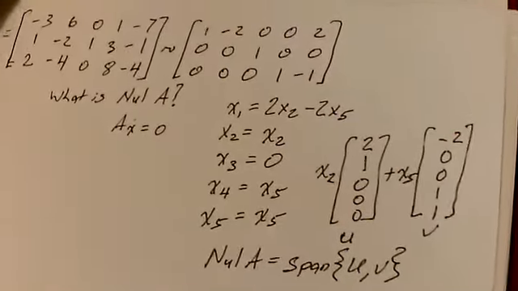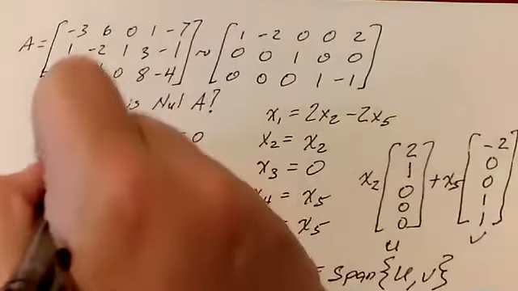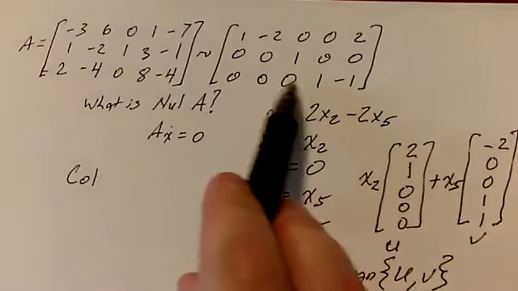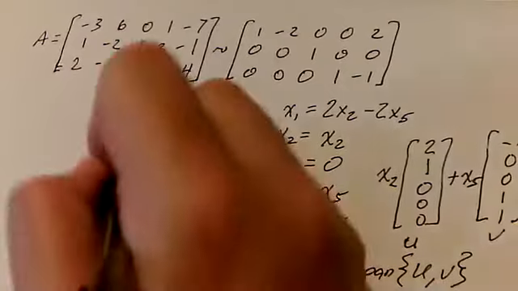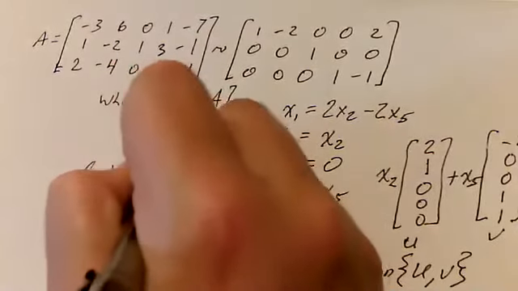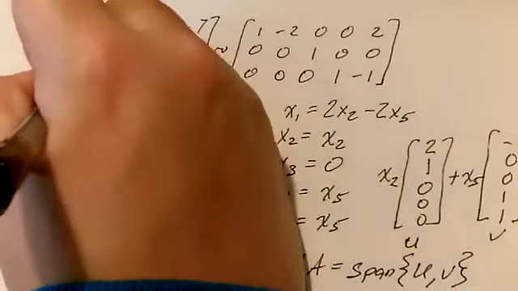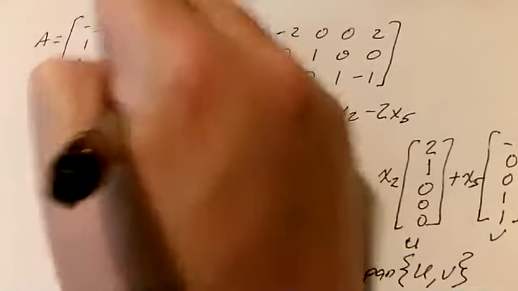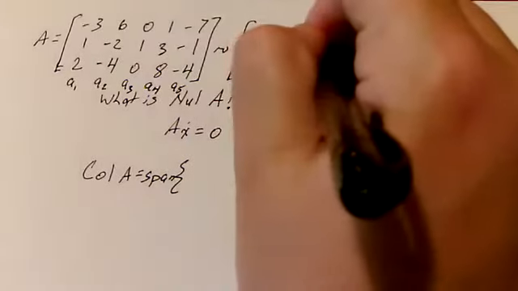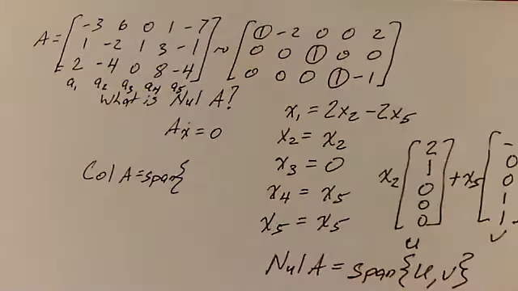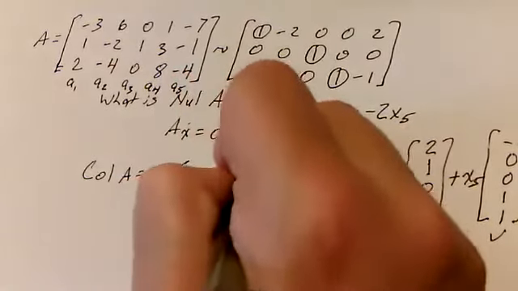Now, if I look at this matrix A, I could also figure out the column space. I notice I have 3 independent vectors: the first spot, the third spot, and the fourth spot. So what you want is the span of those pivot columns. I'm going to call the columns A1, A2, A3, A4, and A5. The pivot columns were first, third, and fourth. So my column space is the span of A1, A3, and A4.